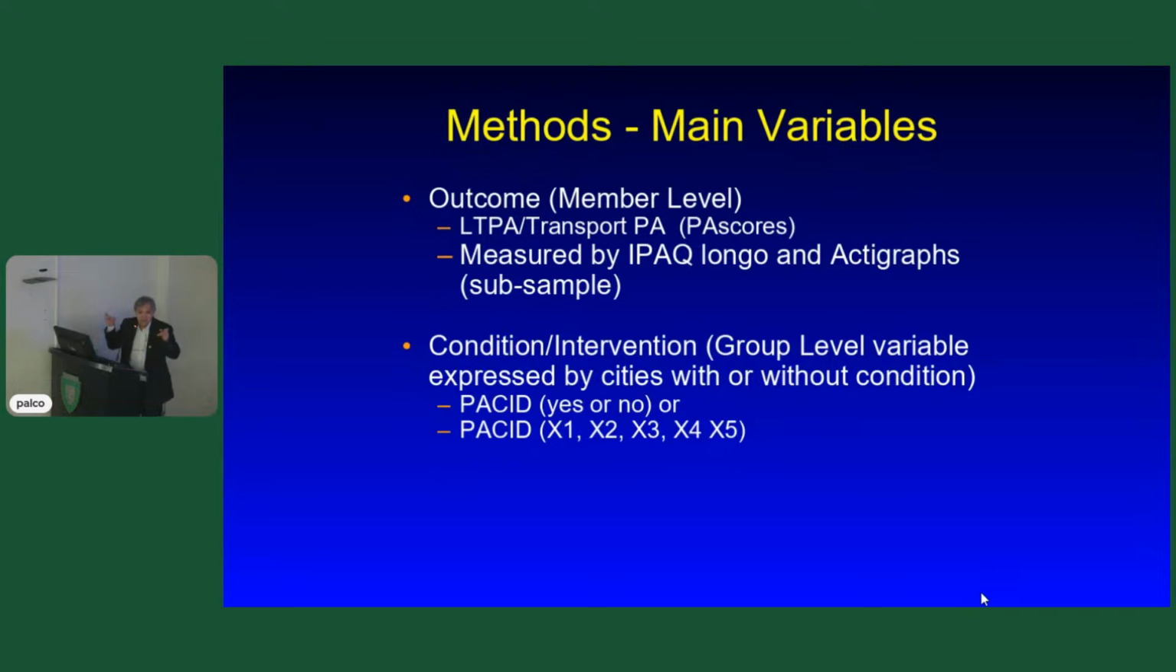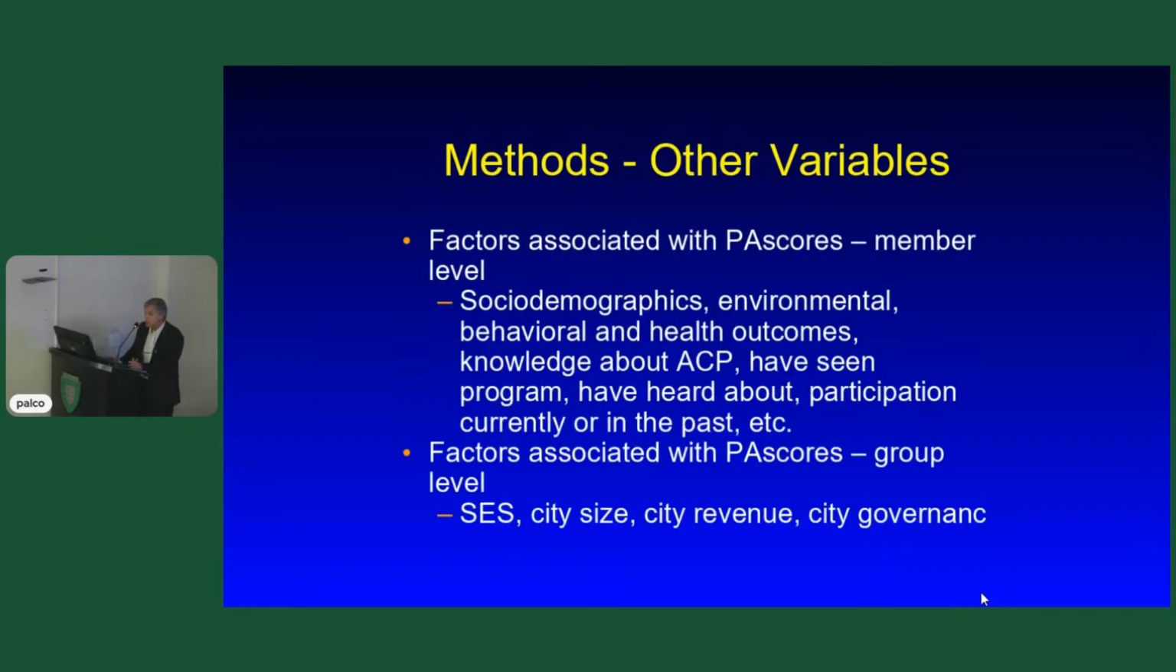That's an implementation kind of size, but it helps you because you have an expectation that the effect of the intervention will be bigger in those who are X5 than X1, and much bigger in X5 than those who have nothing. X1 is like some level of intervention. Factors associated with PA scores were also measured, so I could adjust for them during the analysis.